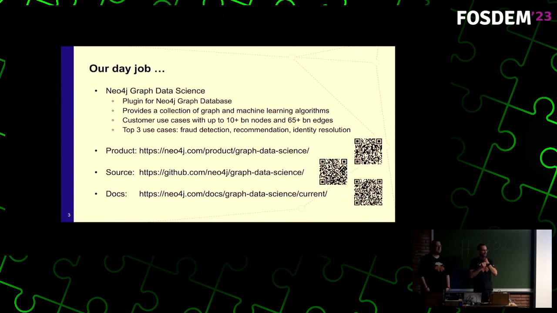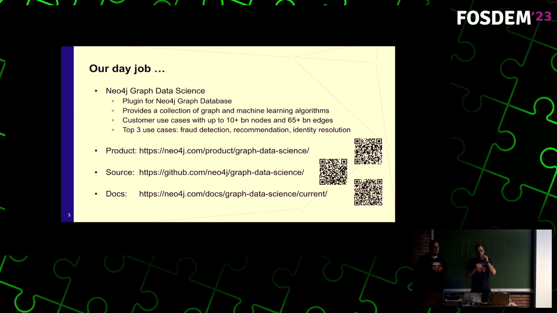So Neo4j is a graph database. Maybe you heard of it. It's written in Java. And the two of us, we work on a project called Graph Data Science, which is essentially a plugin for the Neo4j graph database. And it provides a collection of graph and machine learning algorithms that we deploy to our customers. And they use it for many different things. But the top 3 applications of these things are fraud detection, recommendation, and identity resolution.